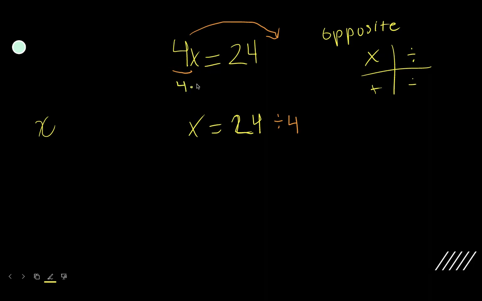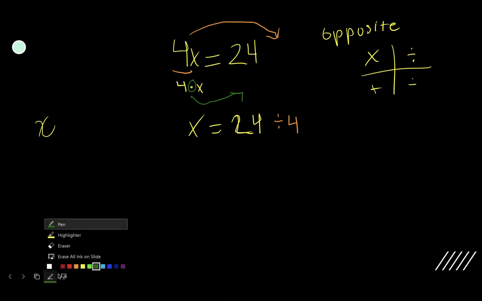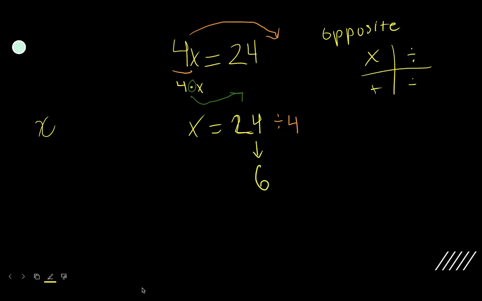We can assume we're doing 4 times x, since the 4 and x are connected to each other, and there are no signs between them. So it would be 4 times x, and when we move the multiplication, or the 4 to the other side, we're going to switch the sign, and that becomes division, as you can see. So, 24 divided by 4 is 6. Solve for that. And x is equal to 6.